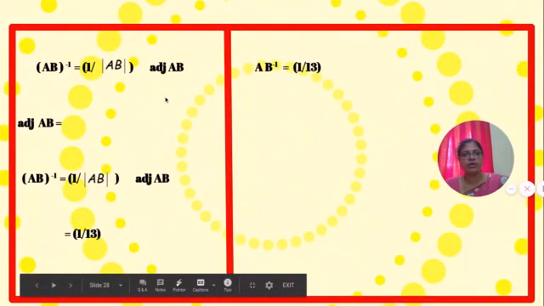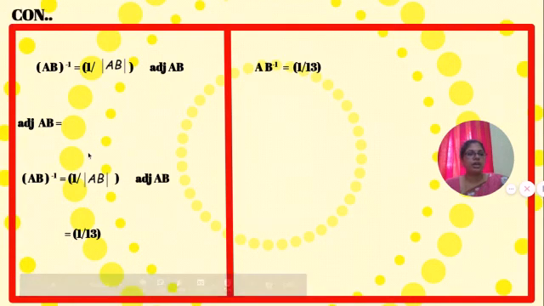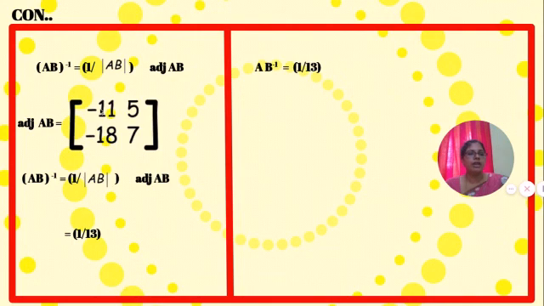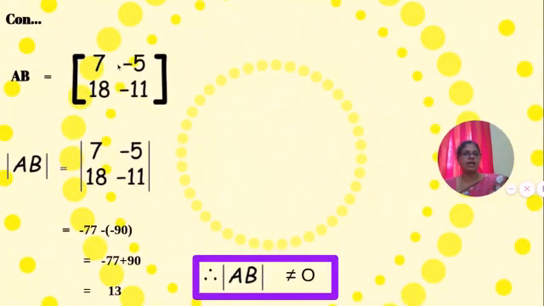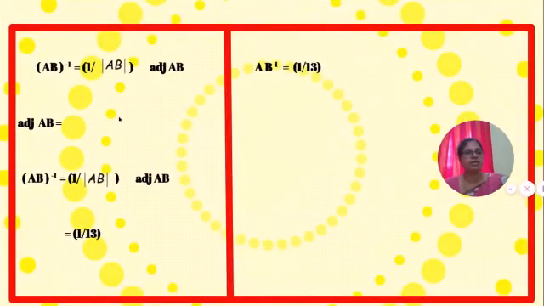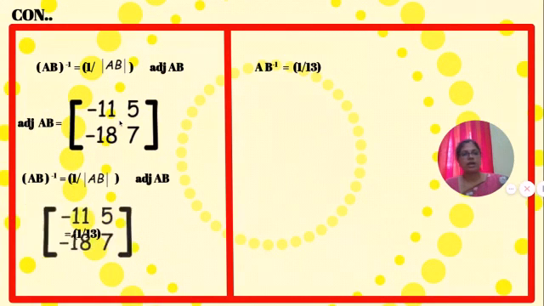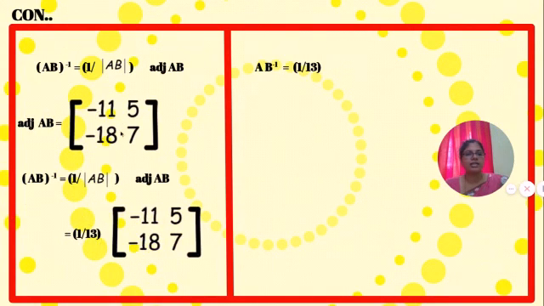So now we have to find the adjoint AB. The adjoint AB is [[-11, 5], [-18, 7]]. For the 2 cross 2 matrix, we have to exchange the diagonal elements. The diagonal elements of AB are 7 and -11, and we have to exchange them. For 5 and 18 we have to change the sign. After doing this, I have arrived at the answer [[-11, 5], [-18, 7]].